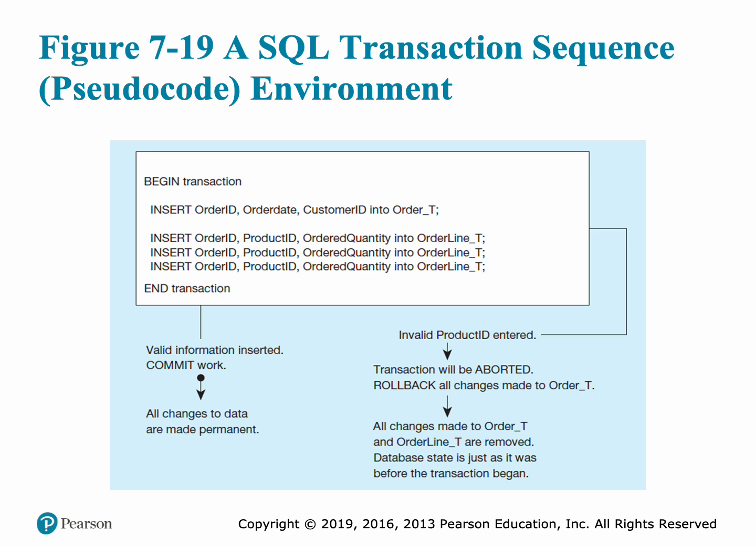Invalid product ID entered. Transaction will be aborted. Roll back all the changes made to the order T. All changes made to the order T and order line T are removed. The database state is just as it was before the transaction began.